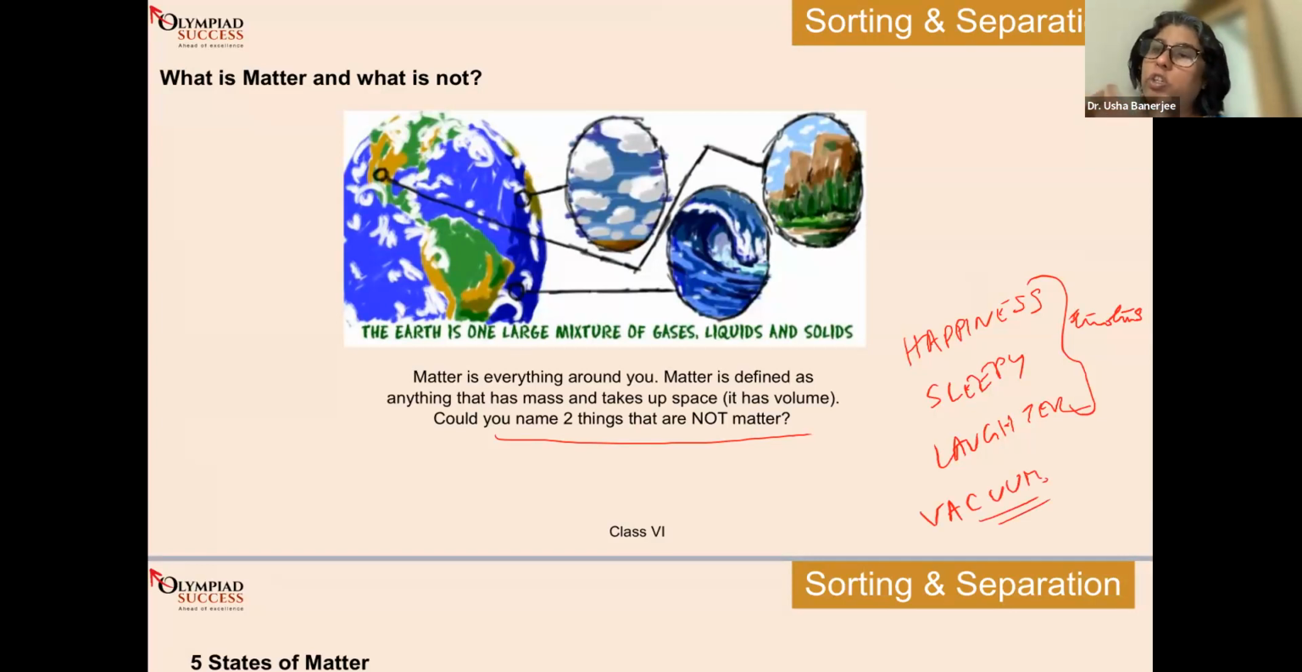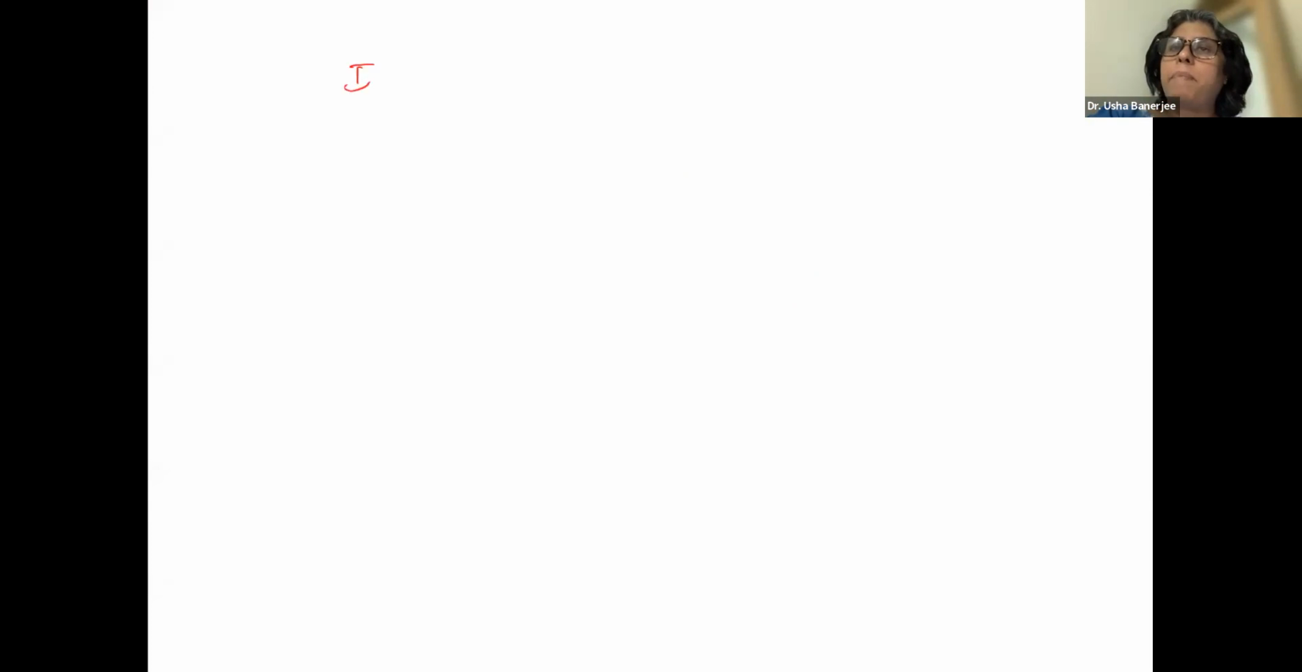So all our emotions, a rainbow in the sky is not matter. So you can think of anything else, all our human emotions. Yeah, all of them are not matter. Anything which does not have mass or does not have volume is not matter. Clear? Now, can you tell me, is air matter?